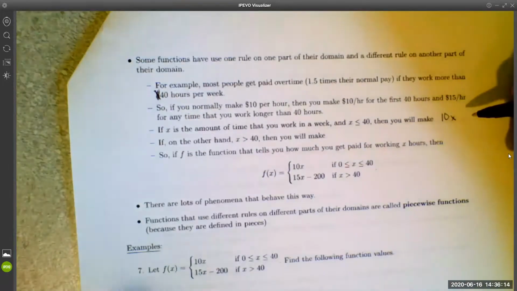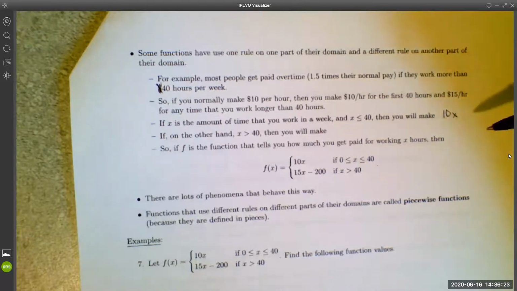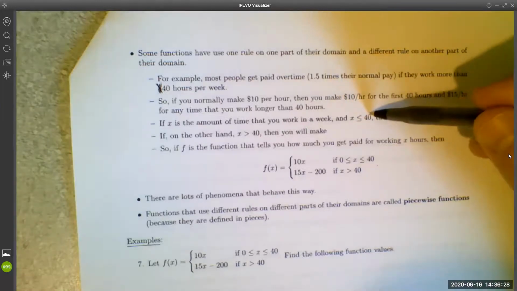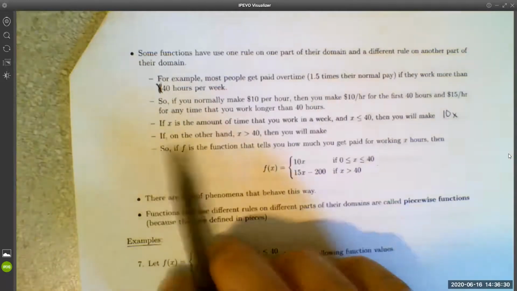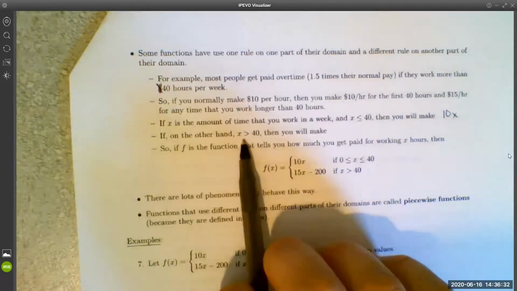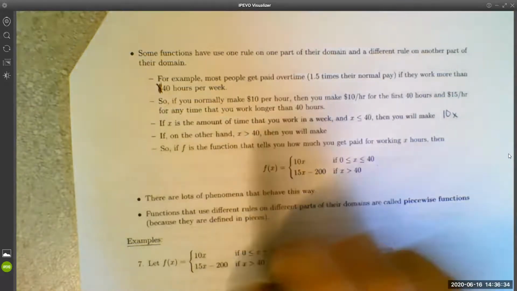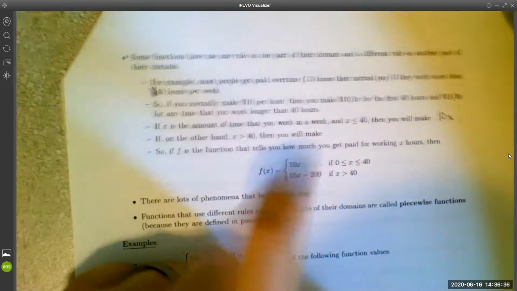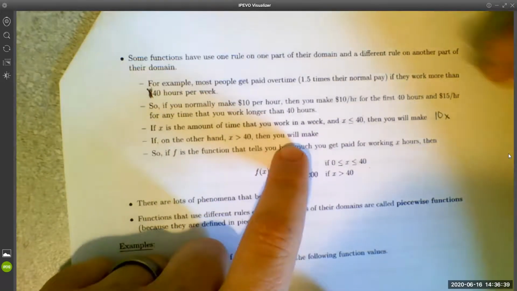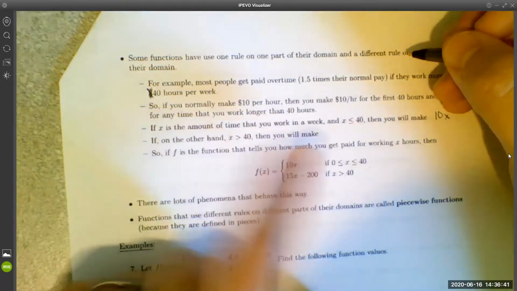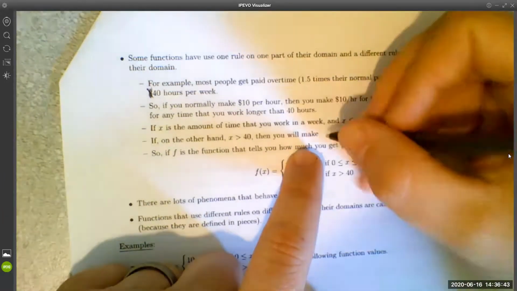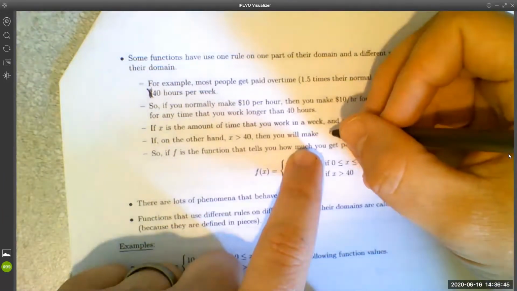To give you a concrete example, if you worked 6 hours and you made $10 per hour, then you're going to make $60, because 10 times 6 is 60. But that's if you're working for 40 hours or less. If on the other hand you work for more than 40 hours, well then you're going to make, let's see, for the first 40 hours you work, you're going to make $10 an hour.